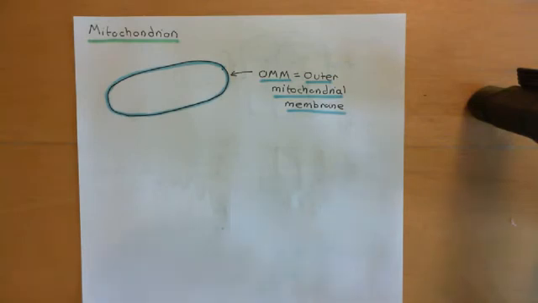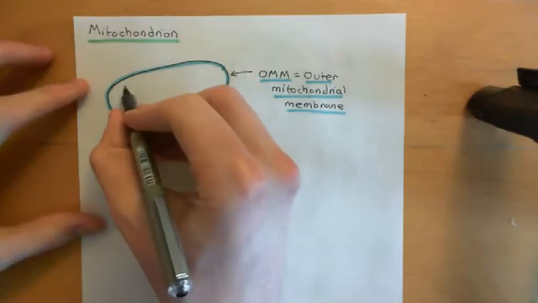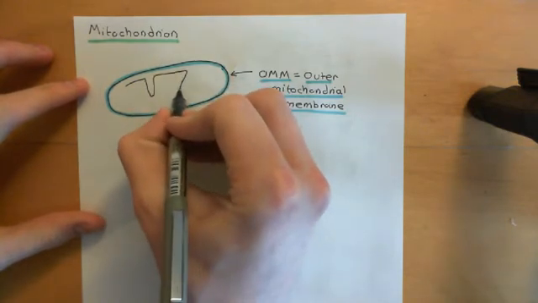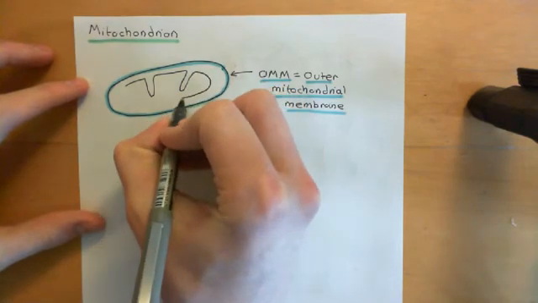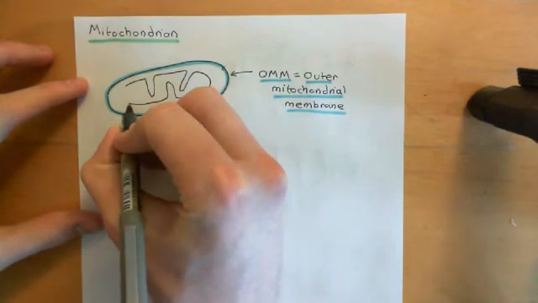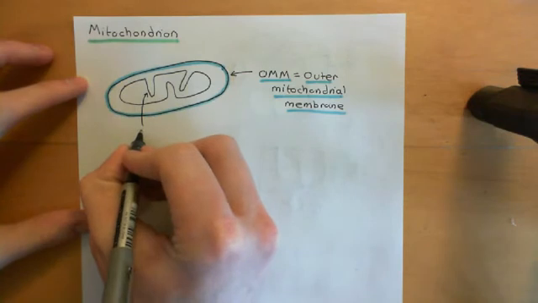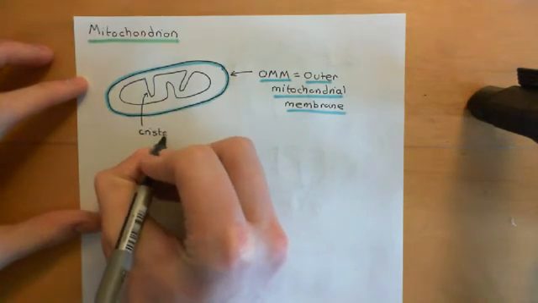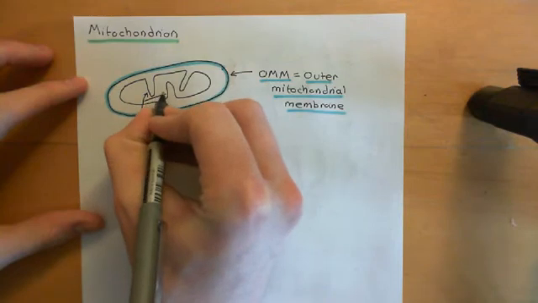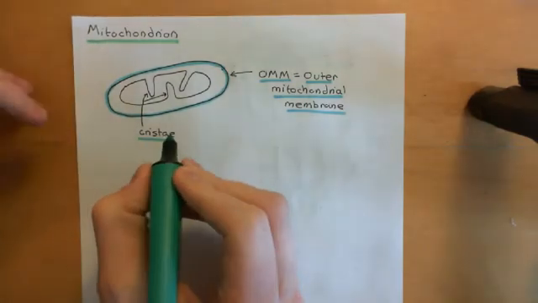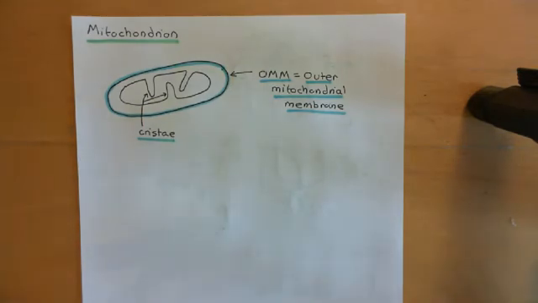The inner mitochondrial membrane is much less smooth. It has invaginations inwards. Here is one of these invaginations of the inner mitochondrial membrane inwards. Here's another one, and we'll have another one here, like so. These invaginations of the inner mitochondrial membrane inwards are known as cristae. This is a crista, the plural is cristae, so I'll have it going to multiple. The purpose of these cristae is simply to increase the surface area of the inner mitochondrial membrane, because the inner mitochondrial membrane is the site of the electron transport chain.